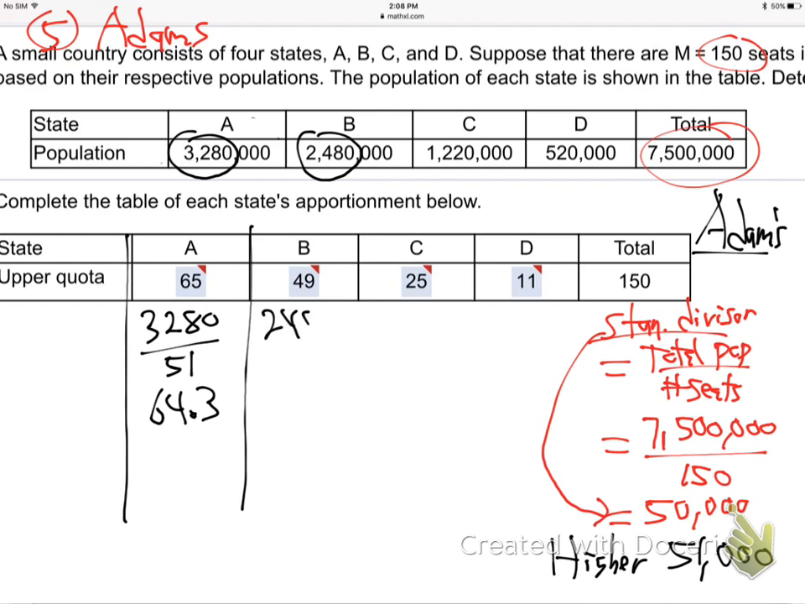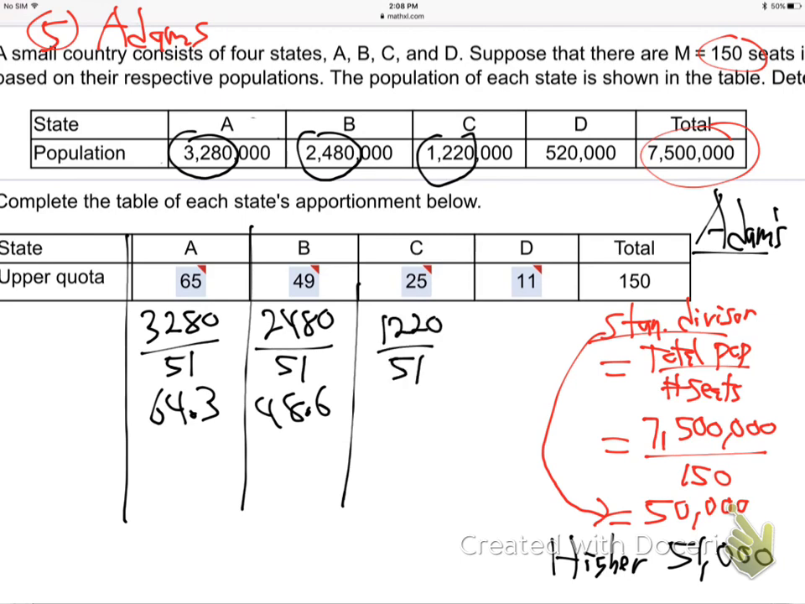2480. I'm just cutting out 3 zeros at the back. Got to cut out the same number of zeros top and bottom. So 3 zeros top and bottom. 2480 divided by 51. I'm getting 48.6. And then 1220 over 51. And I'm getting 23.9.